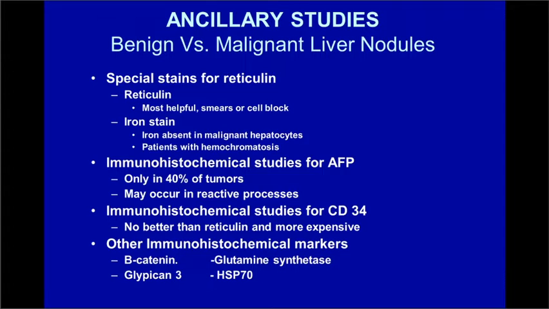CD34 was reported as being useful for highlighting the capillarization, but since that initial report, it's been identified that capillarization is also seen in some benign nodules. So it's really not that useful to differentiate benign from malignant. And then there's a number of other markers that we can use, including glypican-3, beta-catenin, glutamine synthetase, and a marker that I don't think is very commonly used, heat shock protein 70.